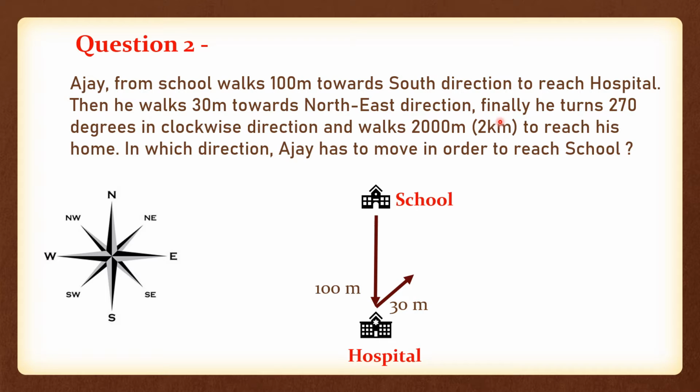But now the main game is coming. Finally, he turns 270 degrees in clockwise direction. Again, many students make mistakes in the degrees part itself. So again you have to draw all the horizontal, vertical lines and all the diagonal lines. Means all the 8 directions you need to make. Then only you can turn accordingly. So first let's make the lines. So these are the lines.